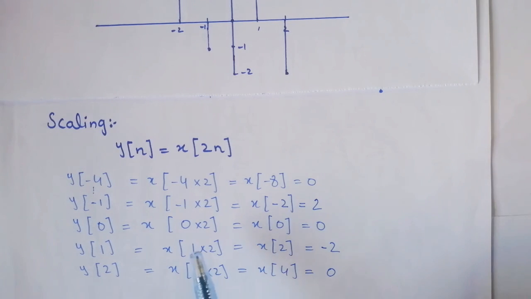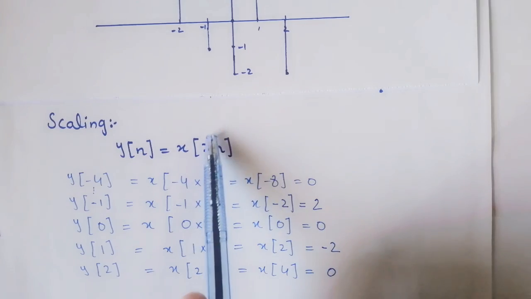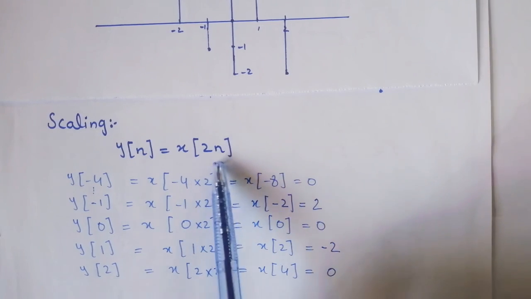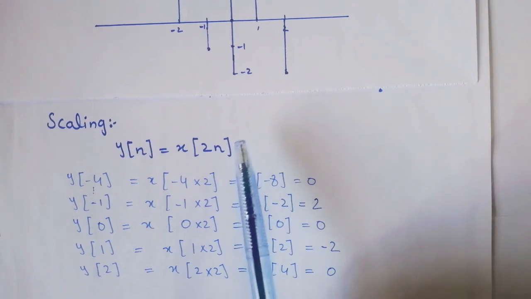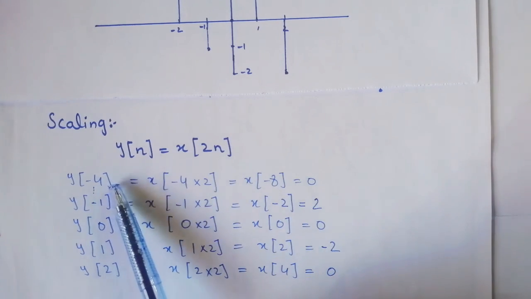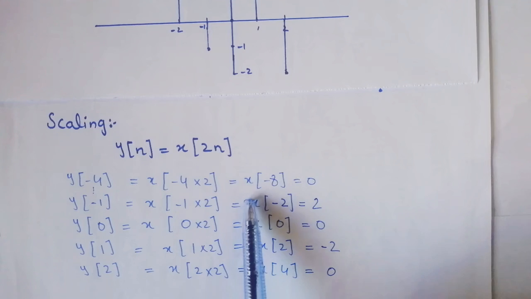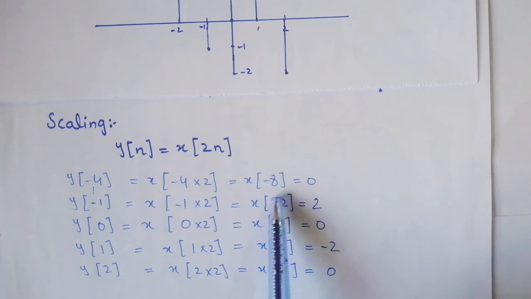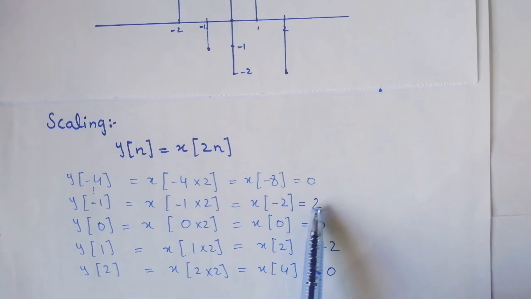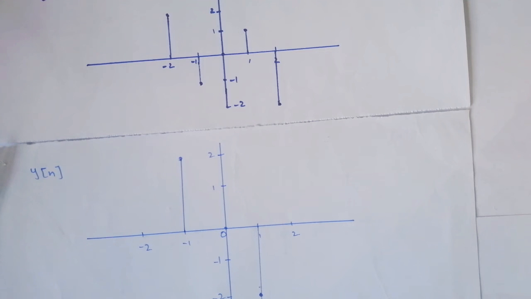Let's discuss another property of the signal, that is scaling. Scaling is when you multiply the index n by some number, some integer. So you can see that when you multiply an index, y of -4 is now x of -8, and we know there is no value at -8. y of -1 is now x of -2, and we have 2 over here. So on, you can do the mathematical calculation by yourself. You can check the output.